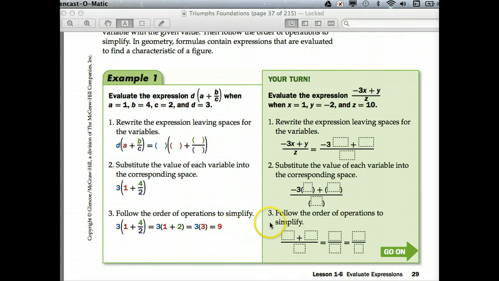So I want you to pause the video and take time to work this one on your turn. They've given you an expression and they've given you values for the variables. Then come back in a moment and we'll go over your answers.